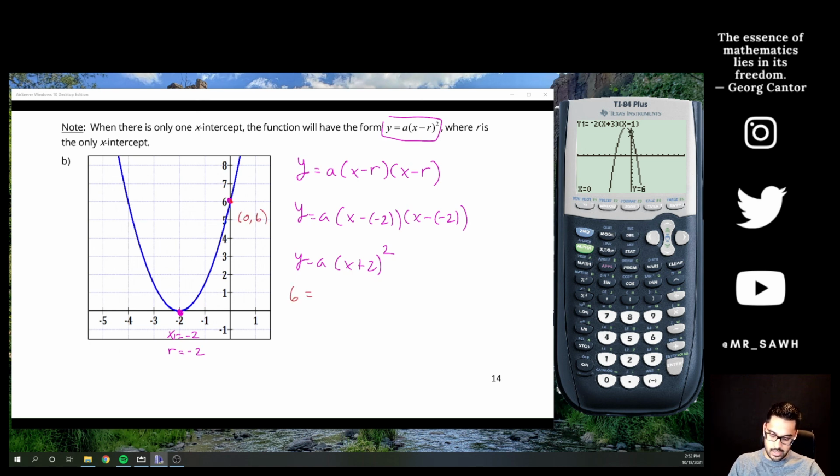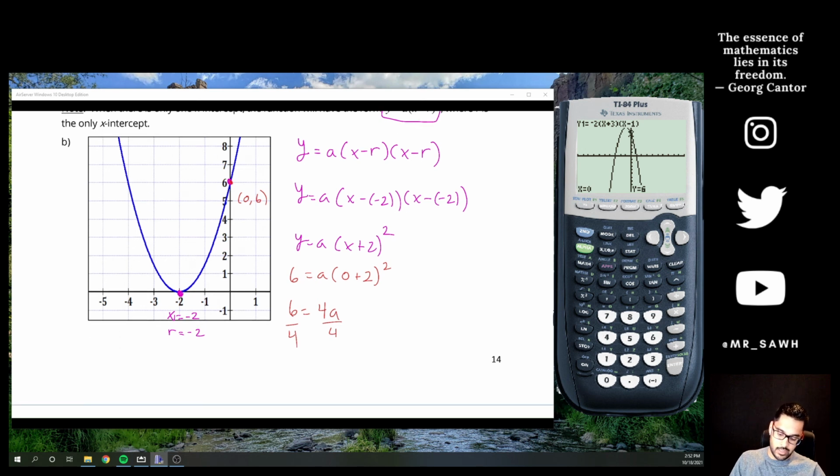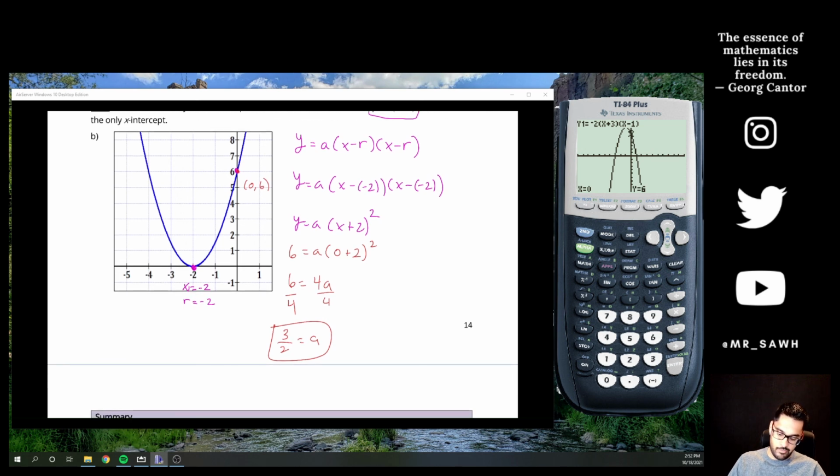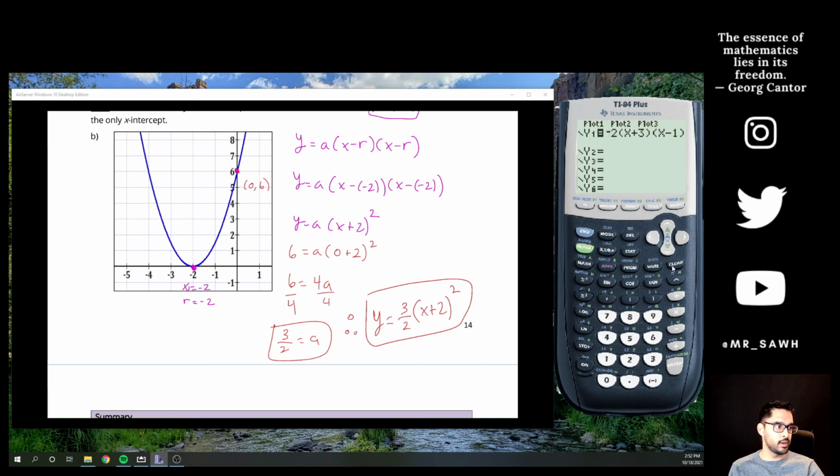So make y 6, a is unknown, x is 0, plus 2 squared. So you can solve for a now, because 6 is going to equal 4a. Divide both sides by 4 to simplify, and you'll find out that 3/2 is actually your a value here. So there is a fraction involved, which is totally possible. So here my equation in that format: y equals 3/2 times x plus 2 squared. And again, we could graph this to double check, so let's do that before we wrap up.